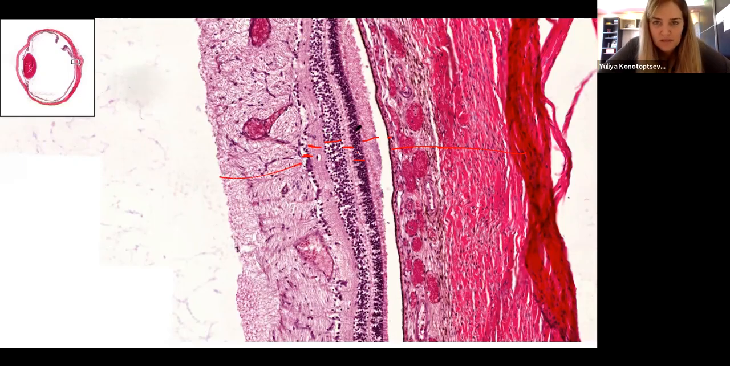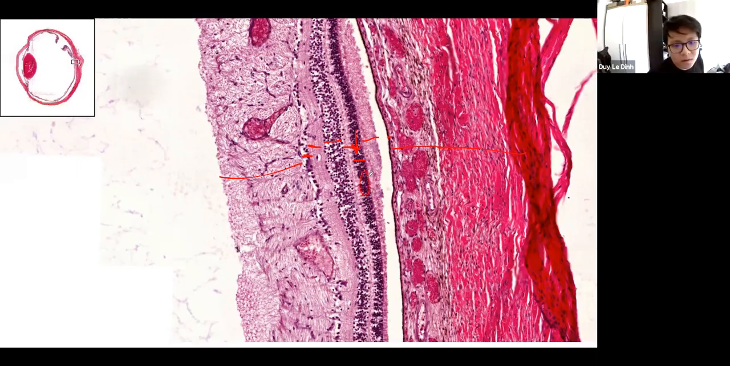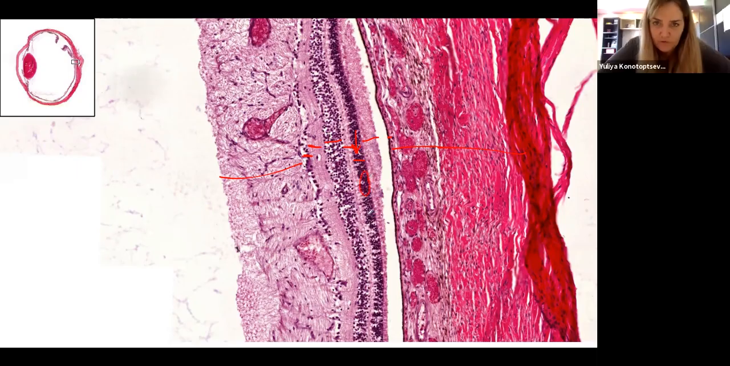Tell me what happens in this layer. What is this? What are these? Nuclei of rods and cones. Yes, these are nuclei of rods and cones. Whose nuclei are these? Glial cells, such as bipolar, amacrine, Mullerian. Whose nuclei are these? Ganglionic cells. Here you can see nuclei as well, like this one, this one.